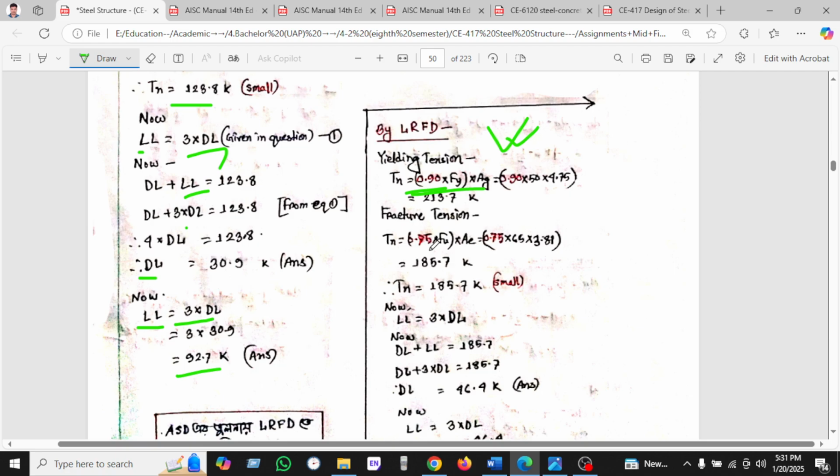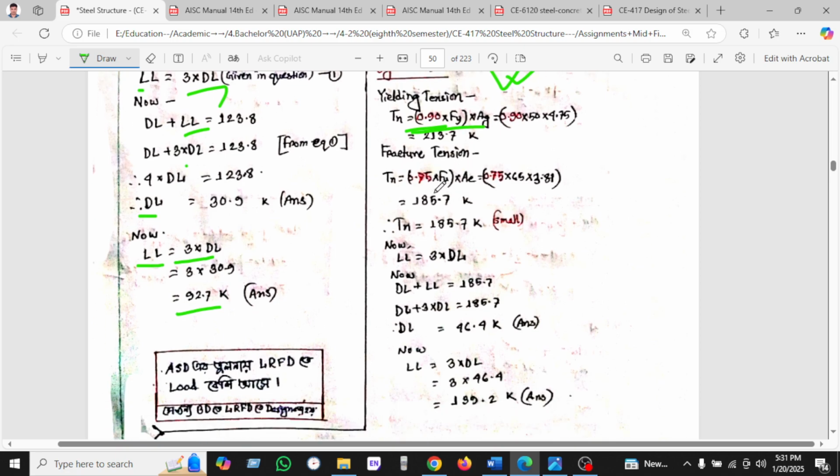We have used 0.90 Fg and found 213. For fracture, we will use 0.70 and found 178.5. In this way we are taking the smaller portion, with 213 found and the other one 185. So we will take the 185.